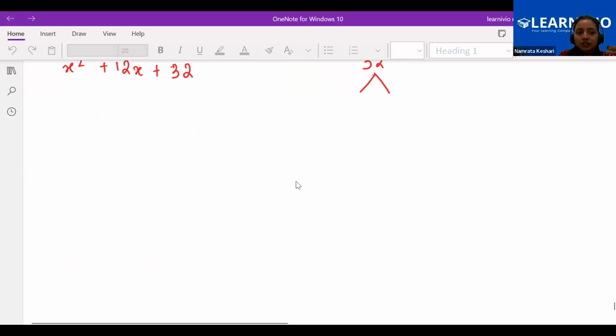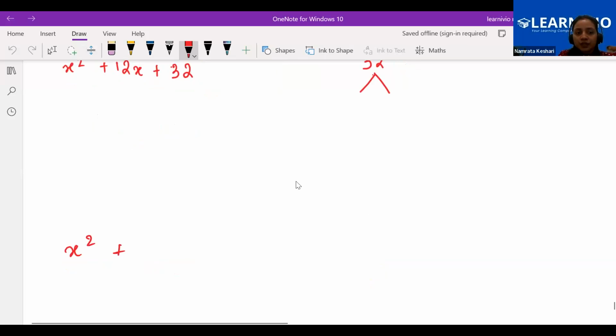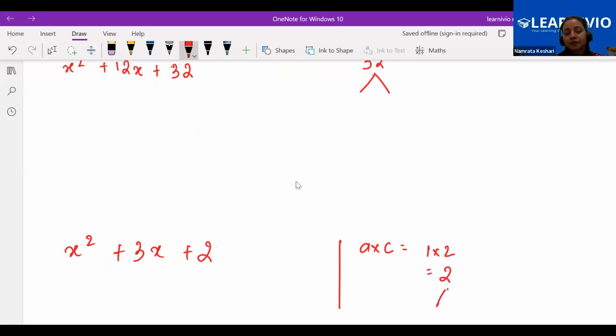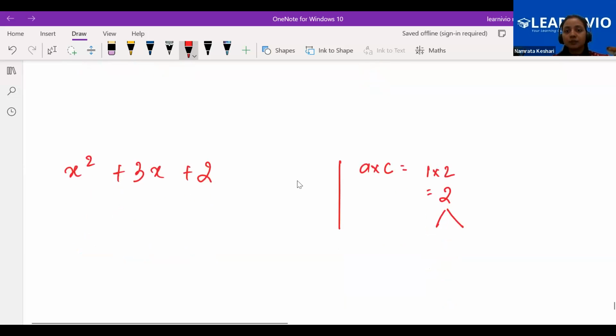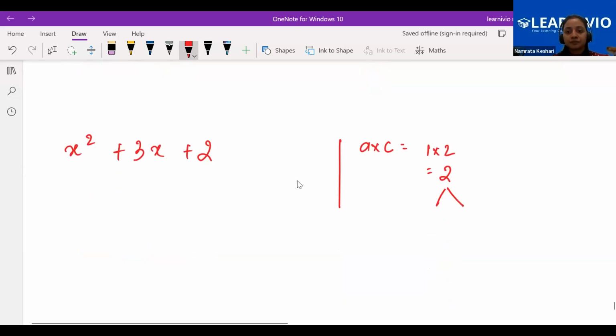Next one is x square plus 3x plus 2. First, what we will do? We will multiply a and c. Can you tell me, Ayan, what is the multiplication between a and c? 1 into 2, that is 2. Now we will try splitting this 2 by taking two such numbers which added together or maybe subtracted together will generate the middle term. Can you tell me what can we take over here? 2 into 1.